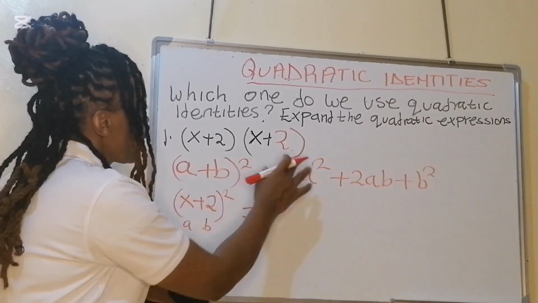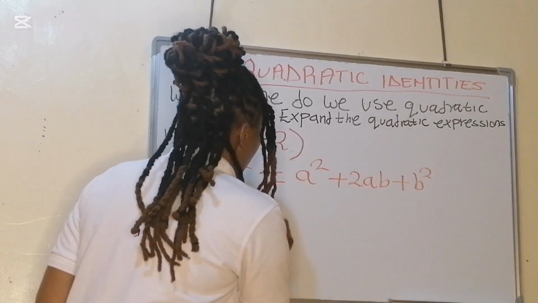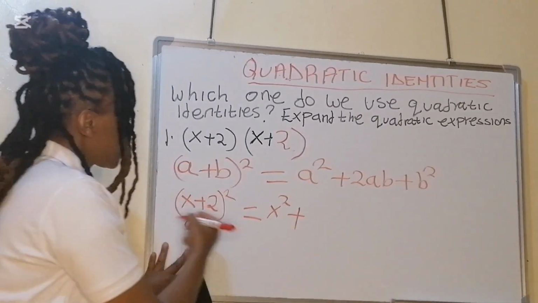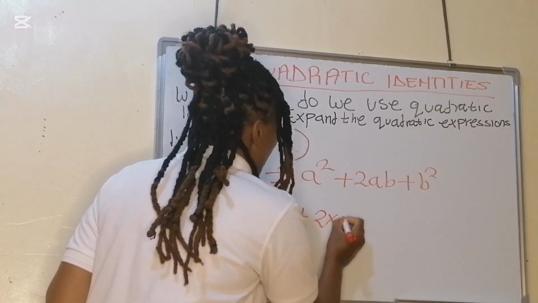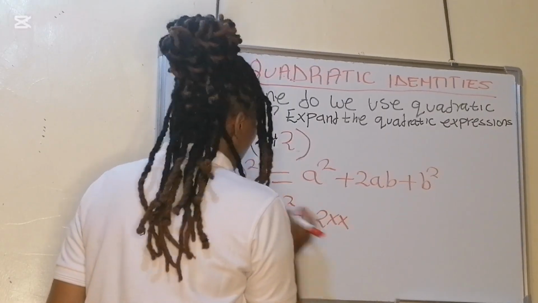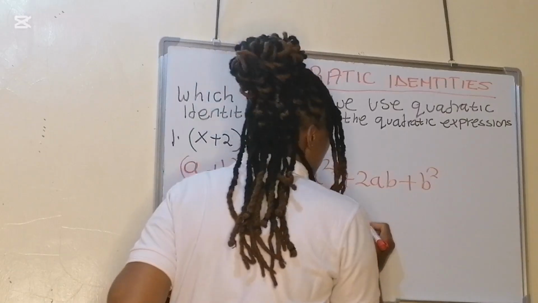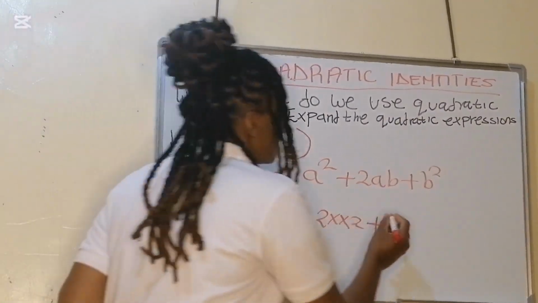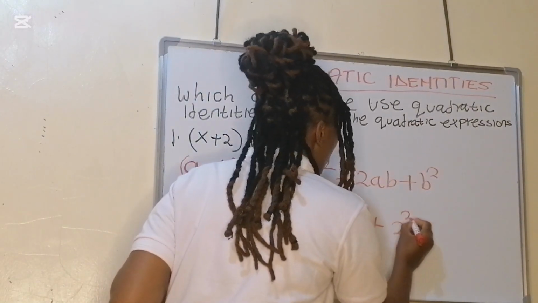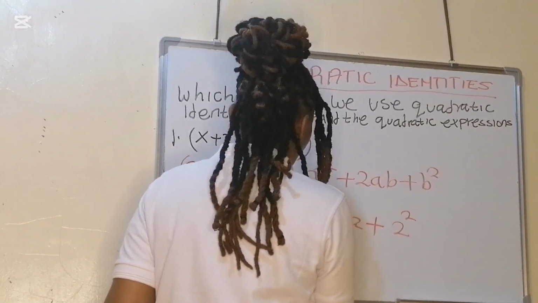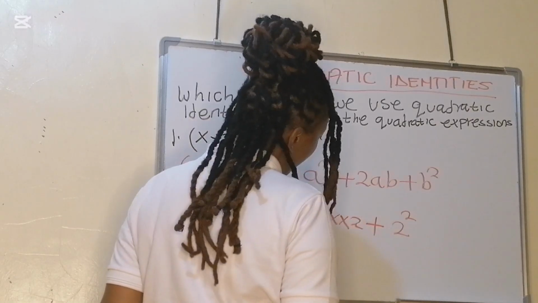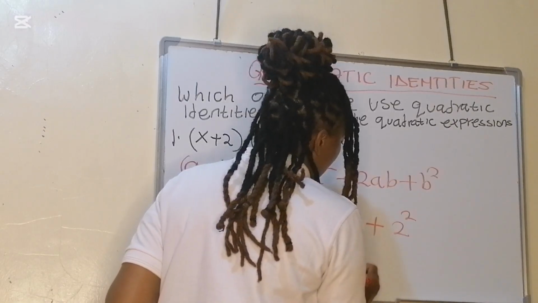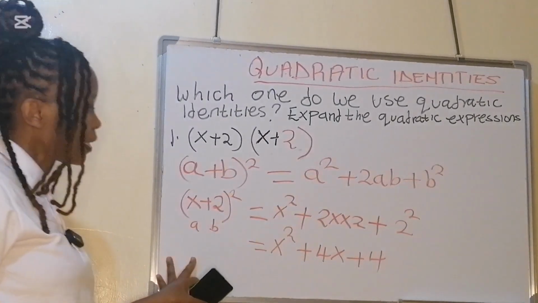So the first one is A squared. It is x squared, plus 2 times A times B. So it is 2 times x times 2, plus B squared. B is 2 squared. So we get x squared plus 4x plus 4.